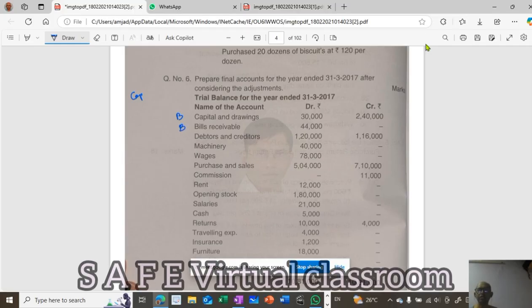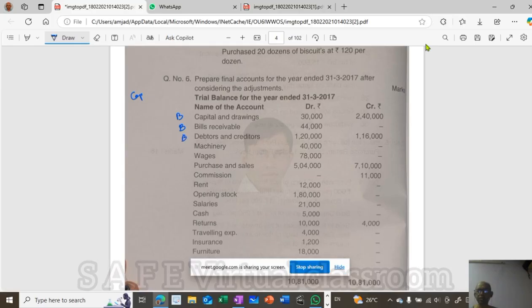Debtors and creditors. Debtors and creditors are again balance sheet. Machinery. Machinery is an asset, balance sheet. Wages.